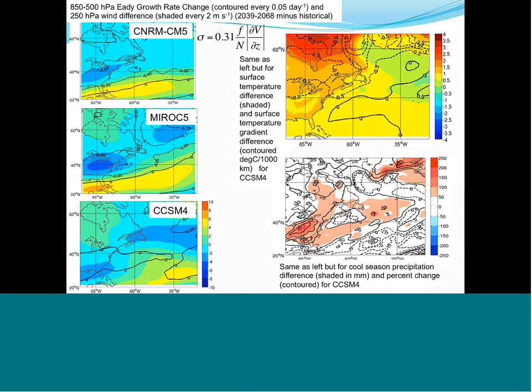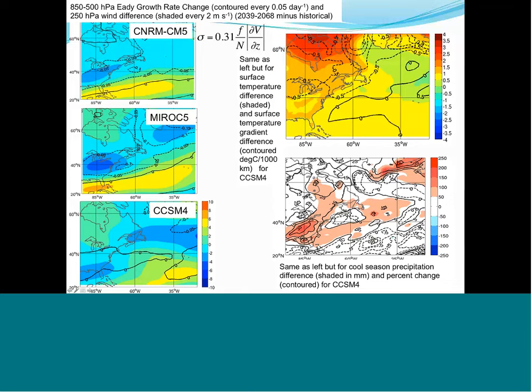And we've been looking a little bit into the potential reasons for these changes, although this is still work in progress. We've calculated things like Eady growth rates between 850 and 500 millibars, and then jet changes at 250 millibars. I'm showing you some representative models here. In terms of the contours, the dashed is the Eady growth rate changes. So the Eady growth rate is actually becoming weaker as we go into the middle part of the 21st century, and the jet is slightly weaker.